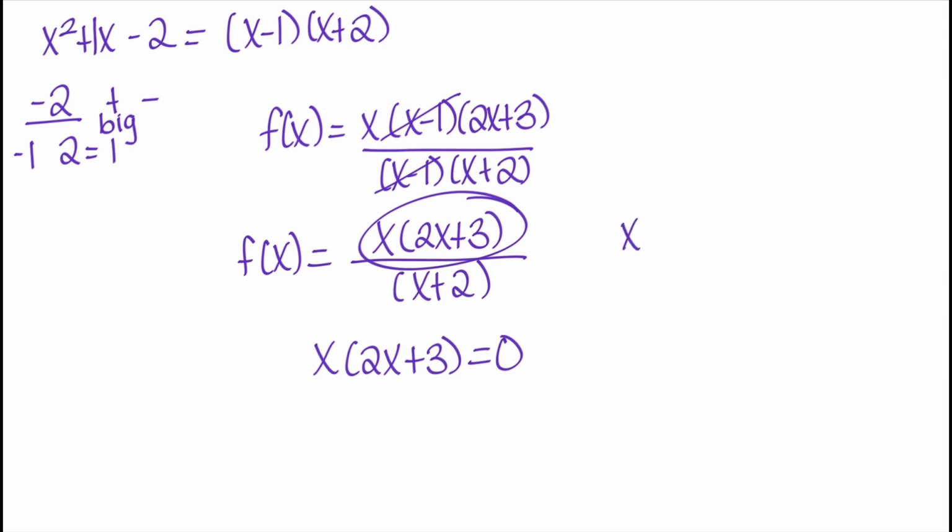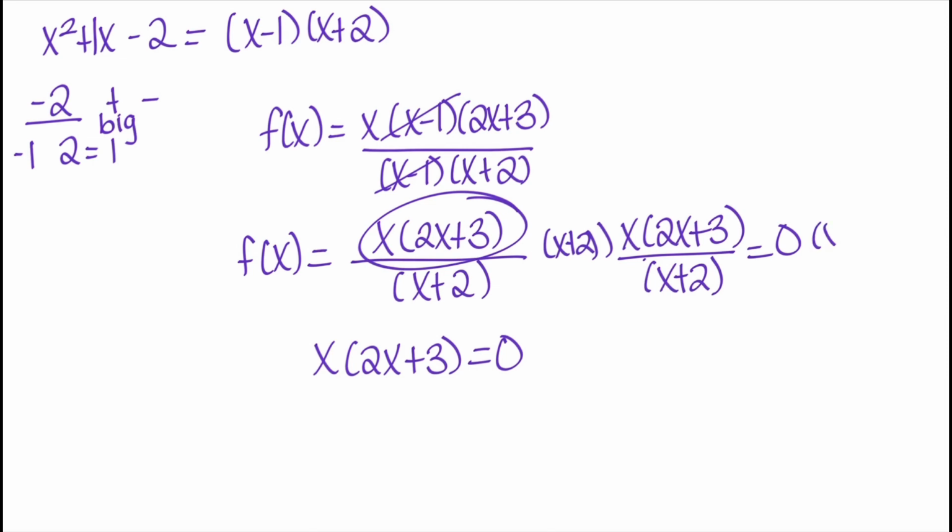If I said x times 2x plus 3 over x plus 2 equals 0, the reason I say just set the numerator equal to 0 is because to simplify this, if I multiply both sides by x plus 2, right, we're allowed to do that, it's just going to cancel itself out. So either way, you're going to end up with x times 2x plus 3 equals 0. So just saying set the numerator equal to 0 is kind of like turning it into a shortcut.